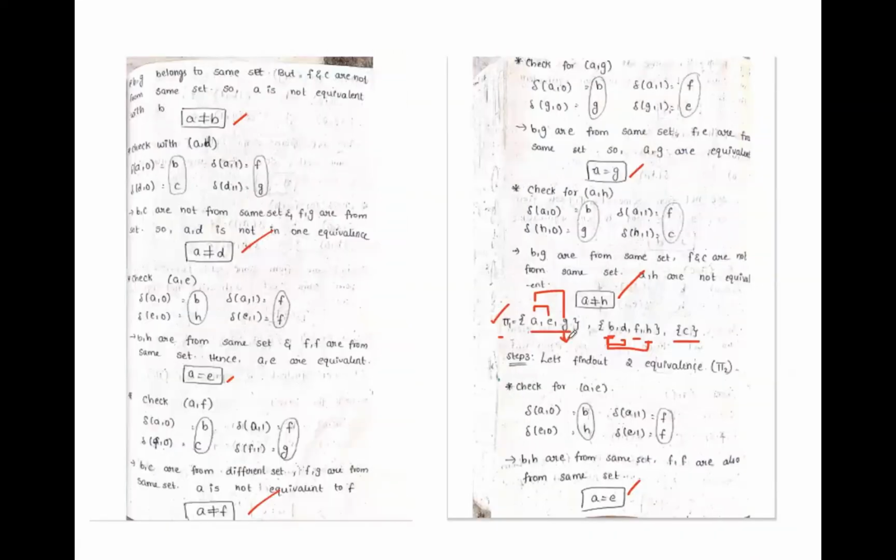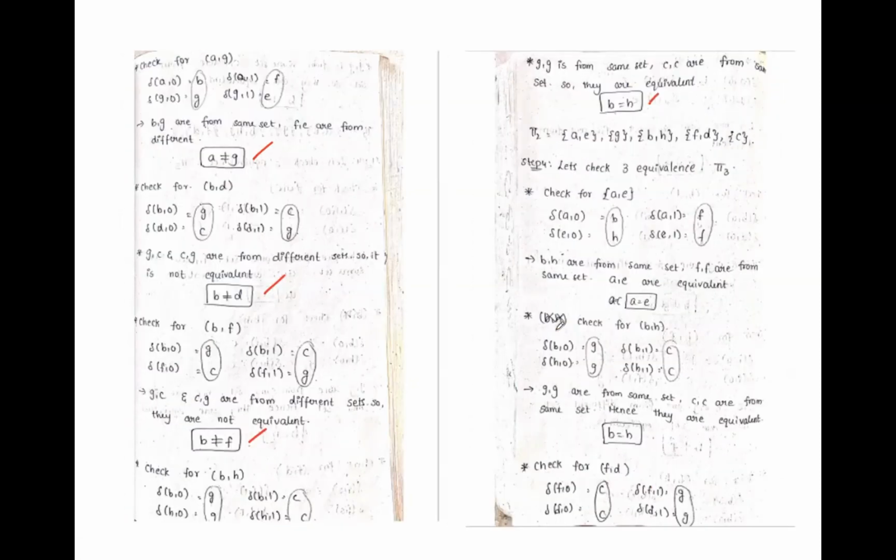Now we need to write A comma E in one set. Here you can see A comma E is written in one set. G should be separated from this as A is not equal to G. Then B is equivalent to H, so both of them remain in the same set. And as B is not equivalent to D and F, you need to separate them from the previous set and write them separately. Now find out the three equivalents for this, pi 2.